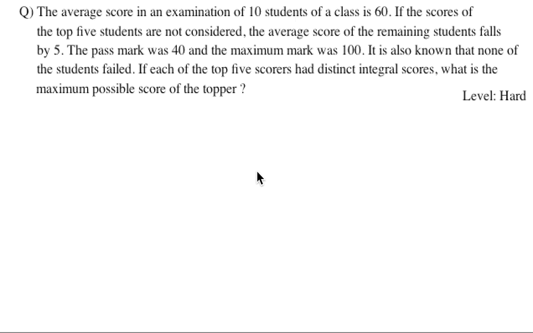We're looking at another question from the topic ratio and proportion. The question states: the average score in an examination of 10 students of a class is 60. If the scores of the top 5 students were not considered, the average score of the remaining students falls by 5. The pass marks was 40 and the maximum marks was 100. It is known that none of the students failed. If each of the top 5 scorers had distinct integral scores, what is the maximum possible score of the topper?